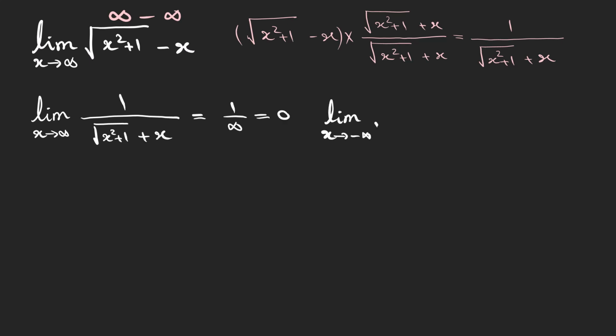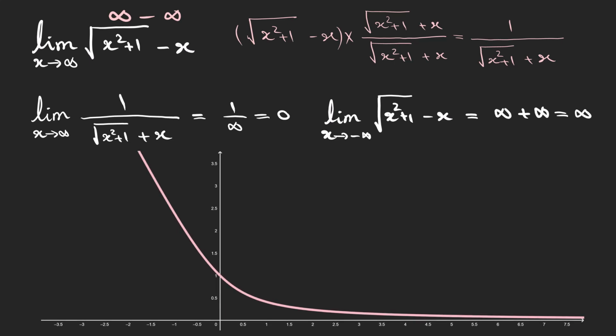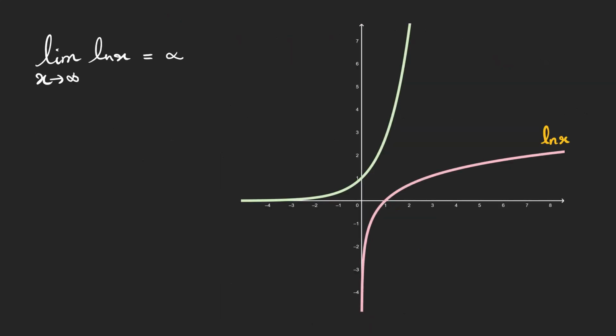Pay attention that as x goes to negative infinity, the function goes to infinity. This is the graph of the function and the horizontal asymptote is the x-axis. The limit of ln of x as x goes to infinity is infinity, as you can see. The limit of exponential is also infinity as x gets very large. But the limit of exponential function is 0 when x goes to negative infinity.